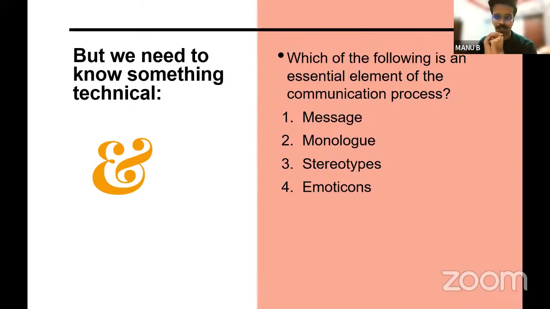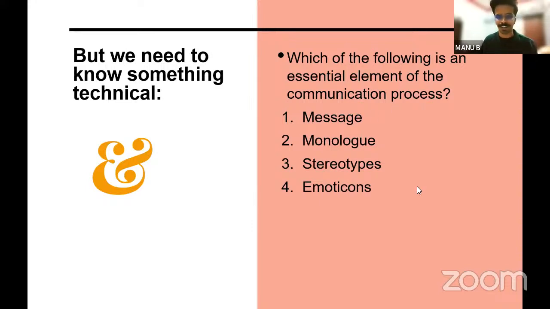The second question says, which of the following is an essential element of the communication process? An essential element of the communication process is obviously what? Very simple question. I think everyone, both in the live chat and in the Zoom chat, can answer this. Quick responses I need. It says one of the following is an essential element.